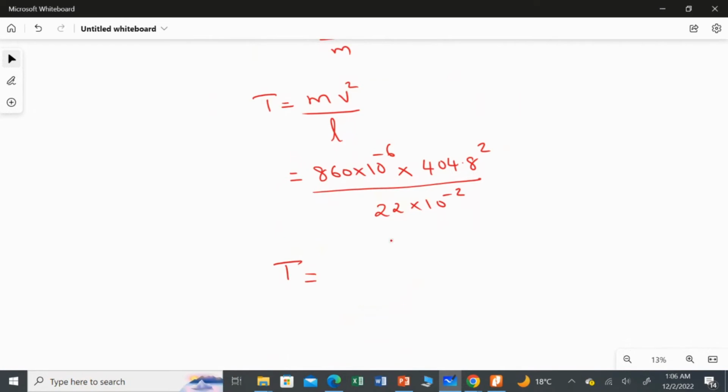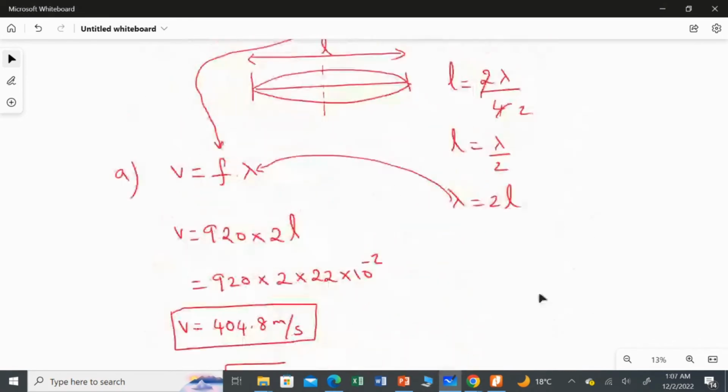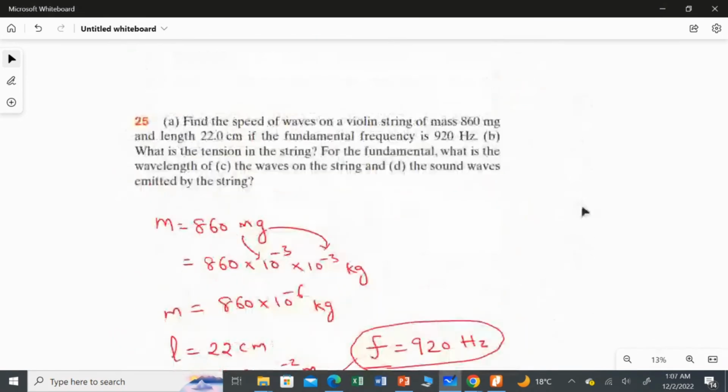The value for the tension is 860 multiplied by 10 power minus 6 multiplied by 404.8 square over 22 multiplied by 10 to the power of minus 2. I got 640.5 Newton. So this is the answer for the second question, right? We have to go to the third question.